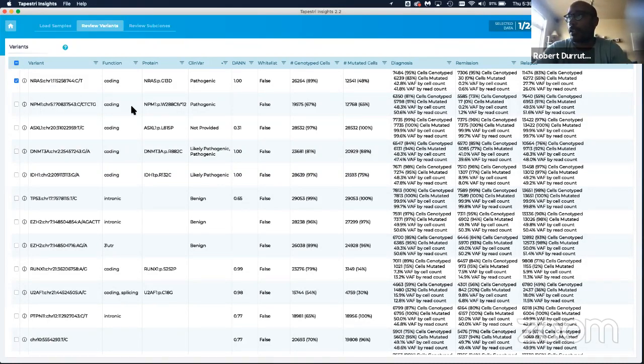NPM1 is the next one. It is in the coding region. It doesn't have a DAN score, but it's important to note that no DAN score is not an exclusion criterion. It does come with a pathogenic label. In addition, it is genotyped in a relatively high number, not as high as NRAS.